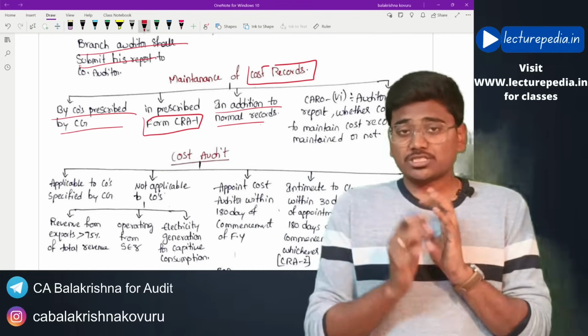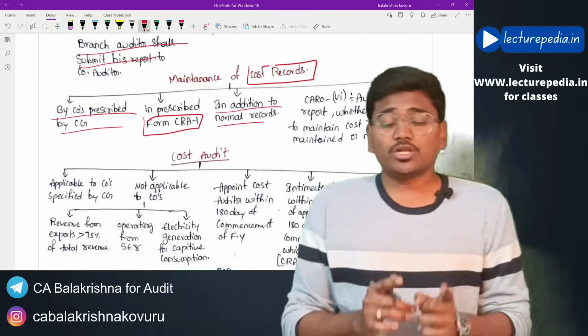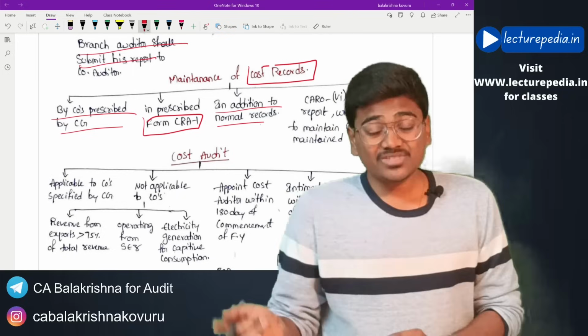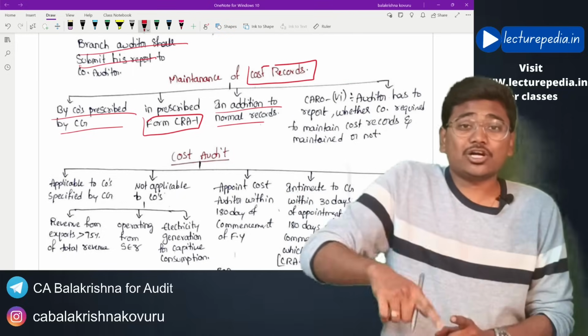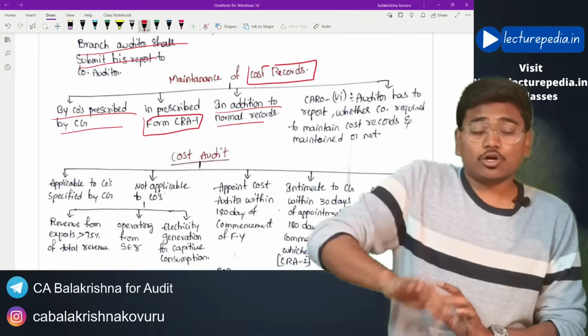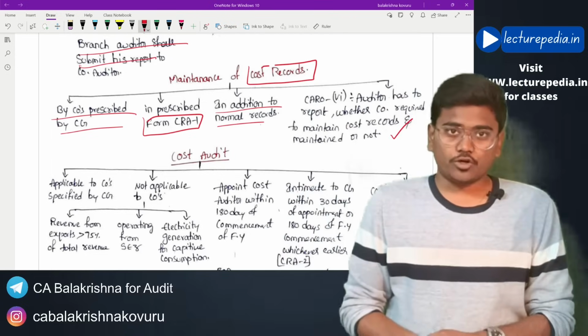Now, relating to these cost records, there is one particular point in CARO also. If you remember clause 6 of CARO, the auditor has to report whether the company is required to maintain cost records, and if yes, whether the company has properly maintained the cost records or not. That has to be reported as per clause 6 of CARO.